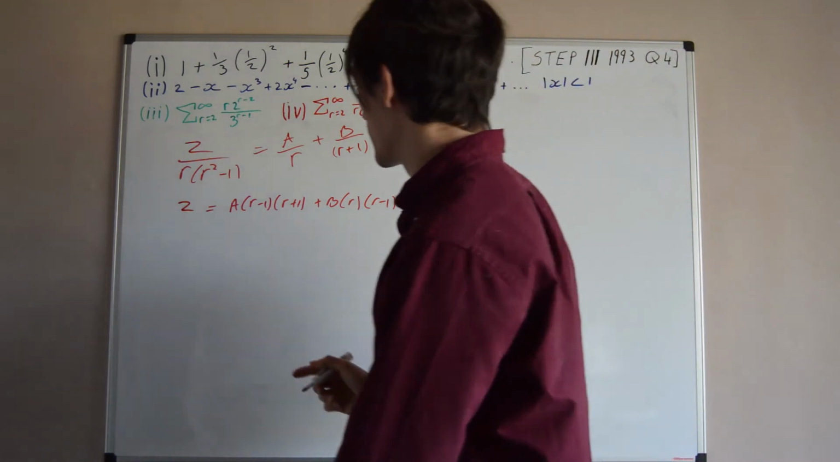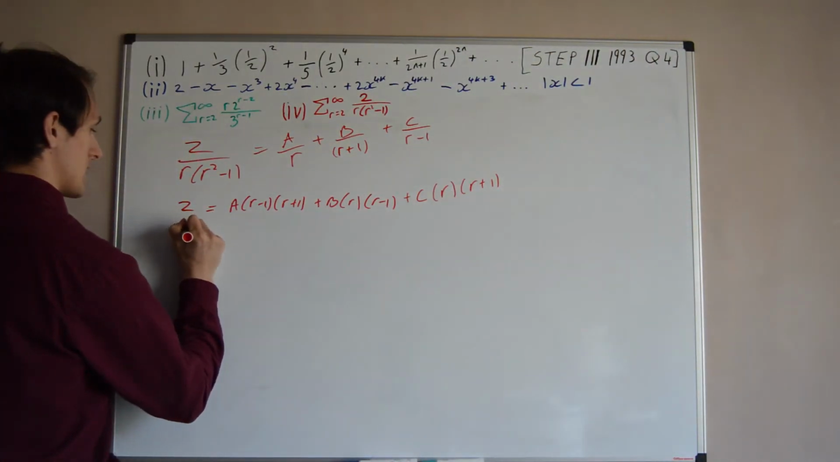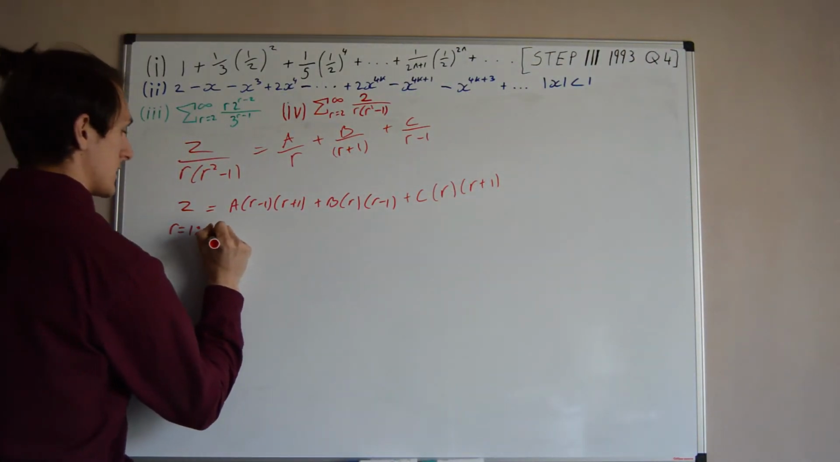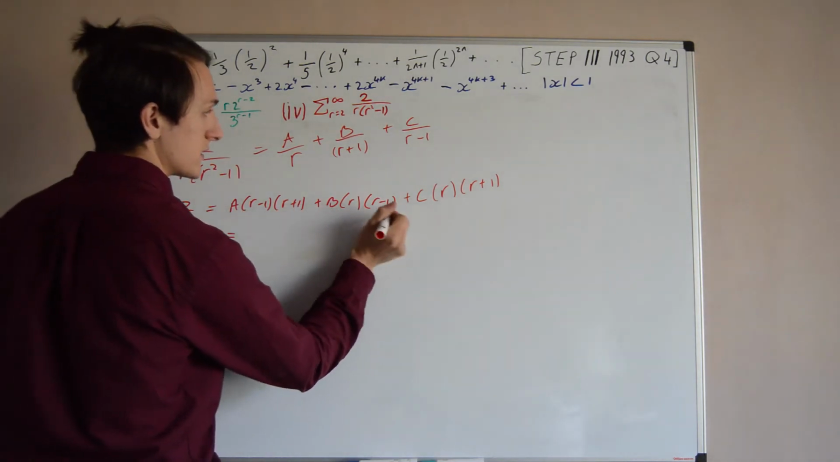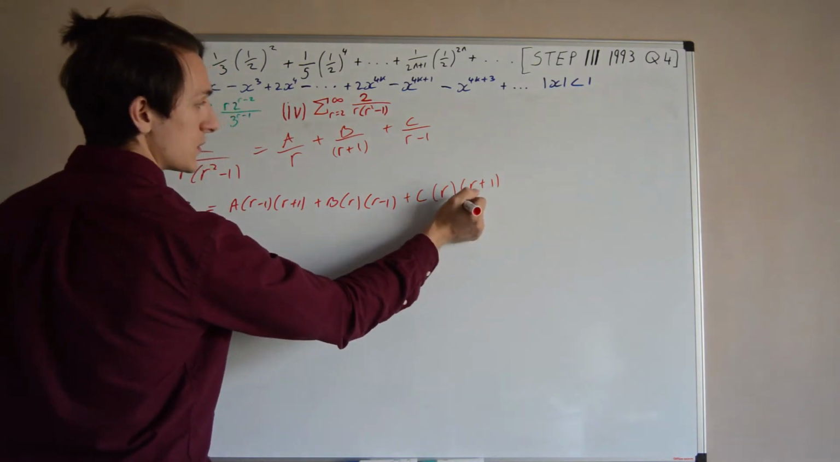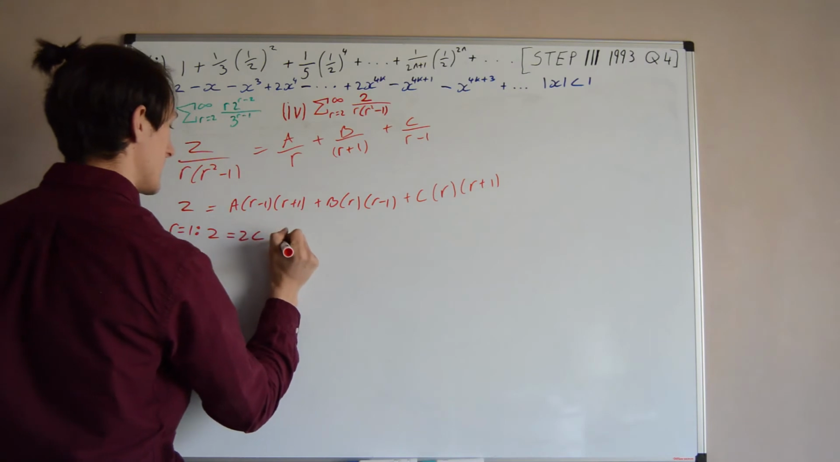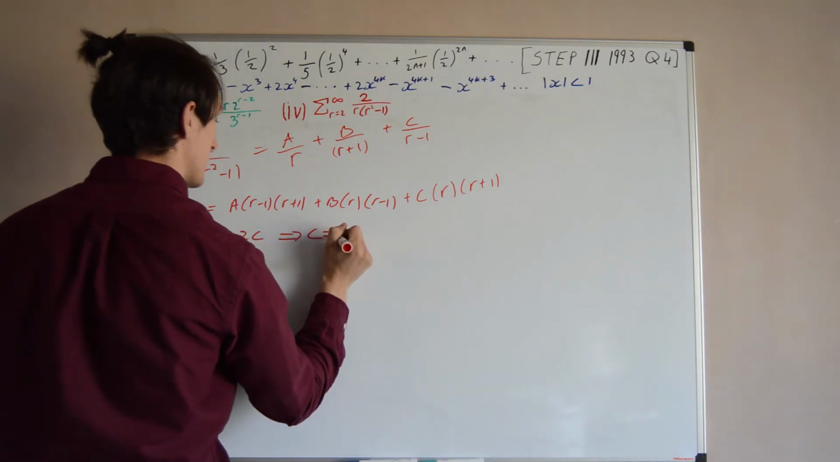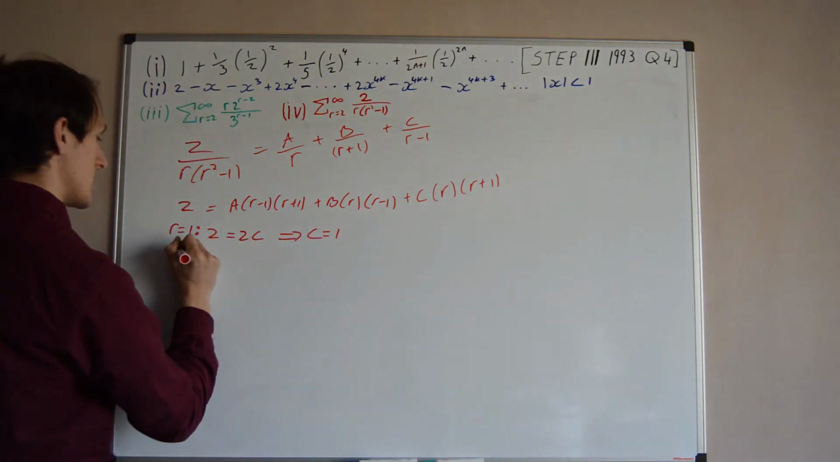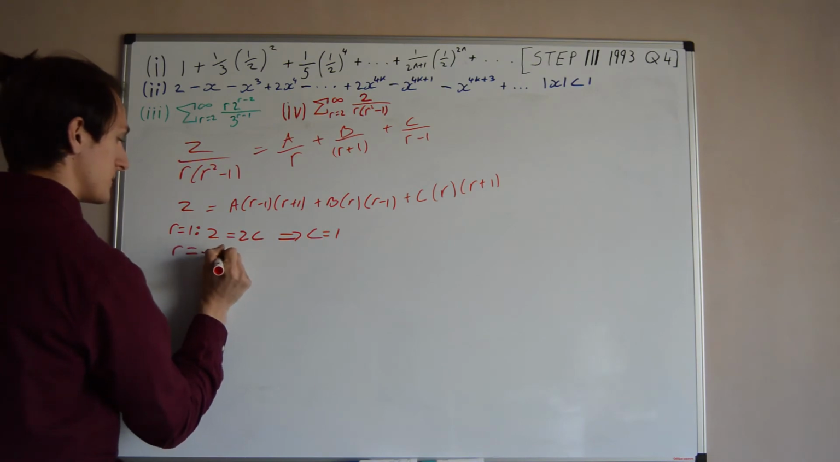Well, let's try r equals 1. We get 2 equals, this is going to vanish, this is going to vanish. Here I'm going to get 2 times 1, which is 2, so I'm going to get 2c, which implies that c equals 1.